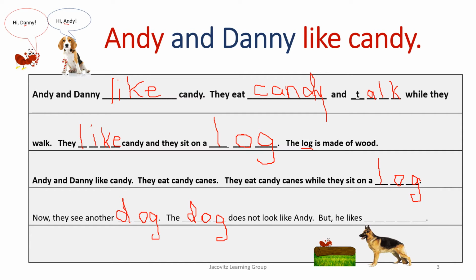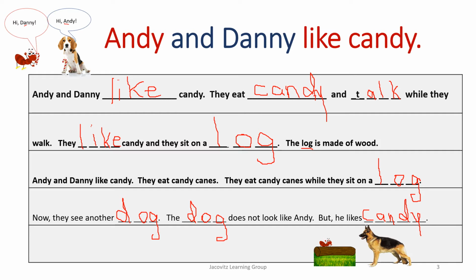The dog does not like candy, but he likes Andy. Hey, Andy, why, or was it, oops, my mistake, it was candy. So let's erase that, because we had that here, they eat candy canes. My bad, but it just shows we all make mistakes. He likes candy, let's see if that fits. That fits, C-A-N-D-Y. I'm going to make my letters better over here. And so we can move on.